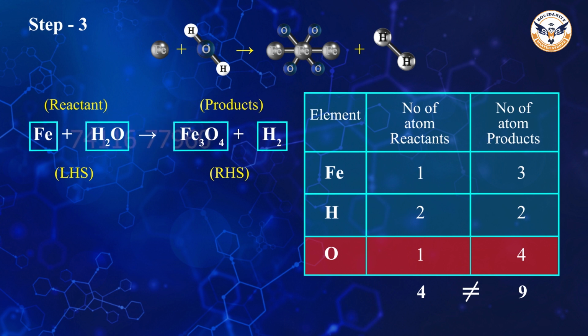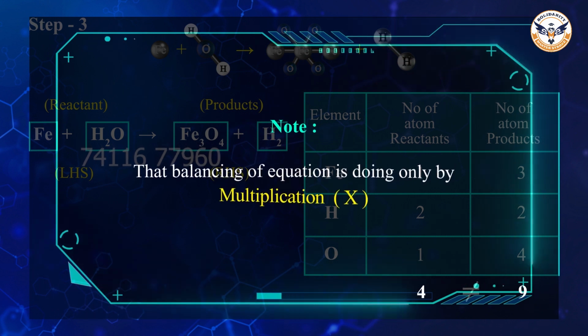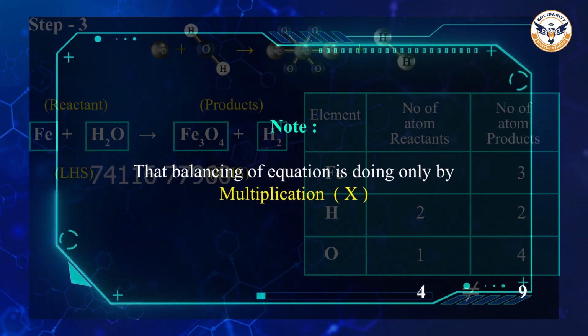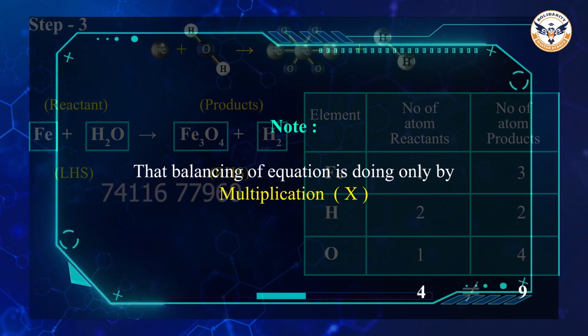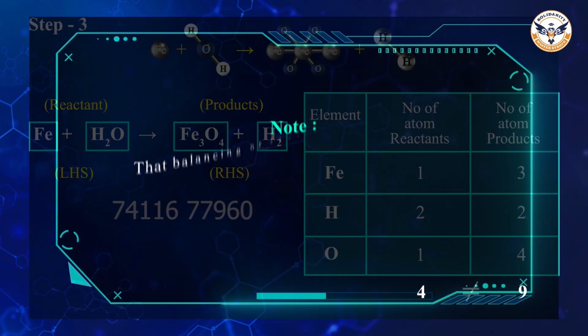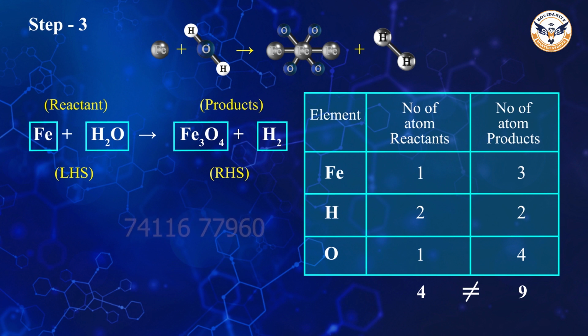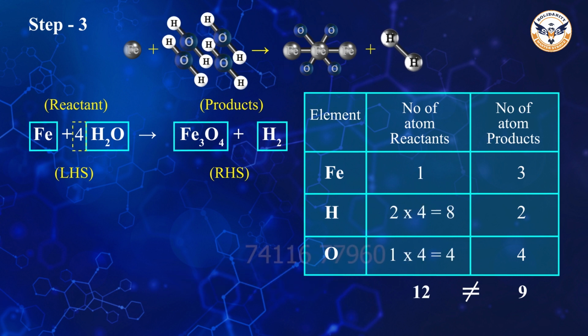To balance the oxygen atoms, you have to note that balancing of an equation is done only by multiplication. To balance oxygen, we have to multiply the entire chemical formula of H2O by 4, and not change it to H2O4, on the reactant side. Now the number of oxygen atoms becomes equal on both sides. But the number of hydrogen atoms becomes 8 on the reactant side.